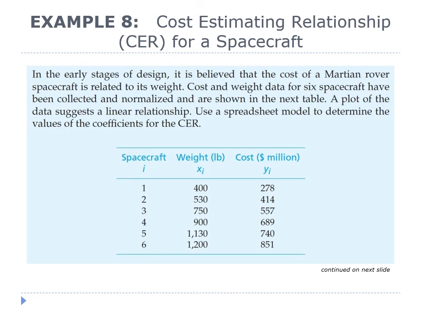This example shows how to determine the cost estimating relationship, or CER, for a spacecraft. In the early stages of design, it is believed that the cost of a Martian rover spacecraft is related to its weight. Cost and weight data for 6 spacecraft have been collected and normalized and are shown in this table. A plot of the data suggested a linear relationship. Use a spreadsheet model to determine the values of the coefficients for the CER.